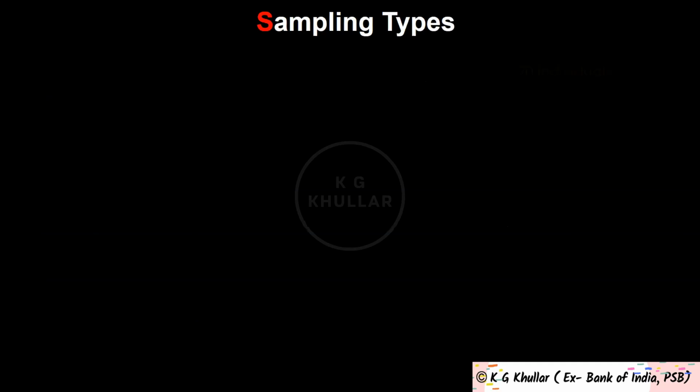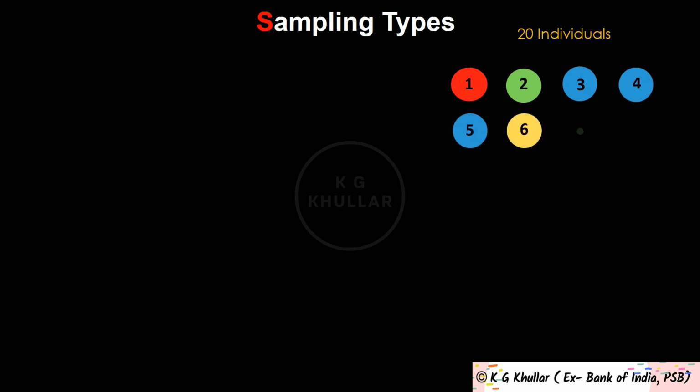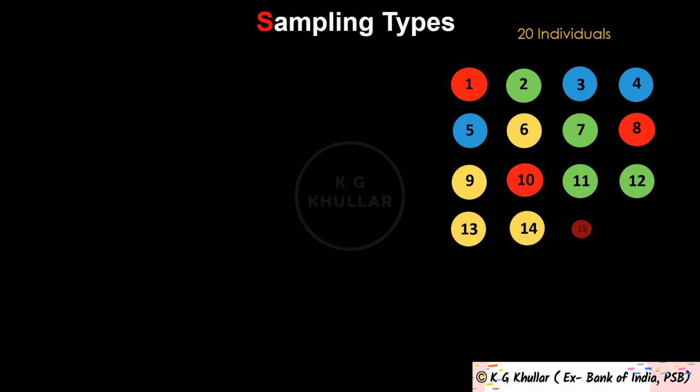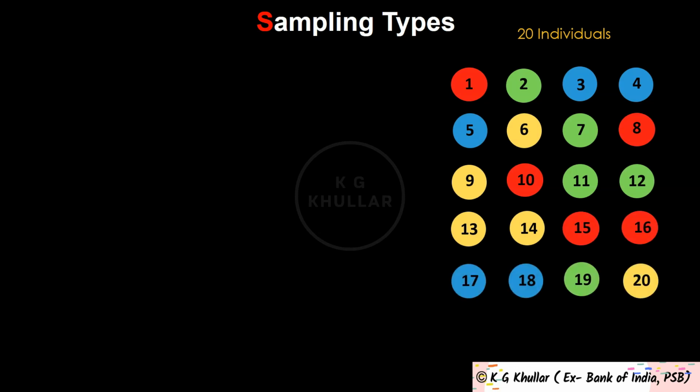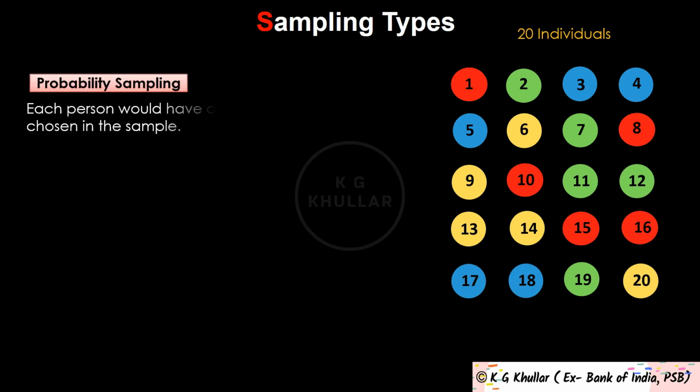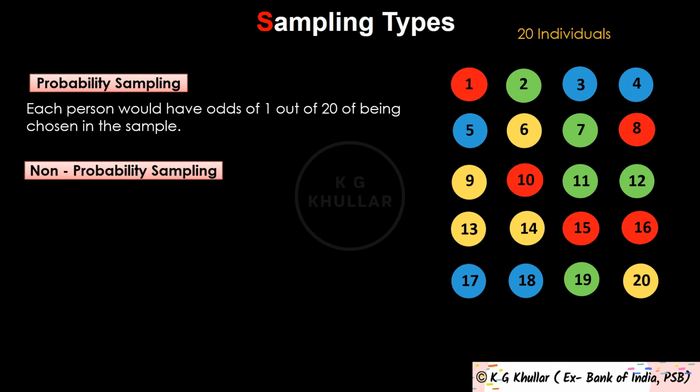Friends, next let's say our population consists of 20 individuals. And each individual is numbered 1 to 20 and is represented by color, that is red, blue, green and yellow. Now in probability sampling, each person would have odds of 1 out of 20 of being chosen in the sample. So probability sampling thus eliminates bias in the population and gives all members a fair chance of being included in the sample.